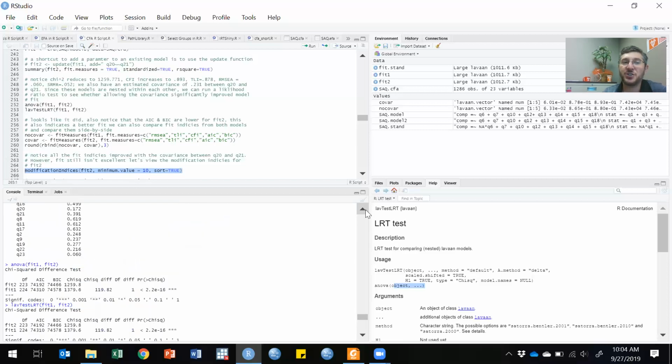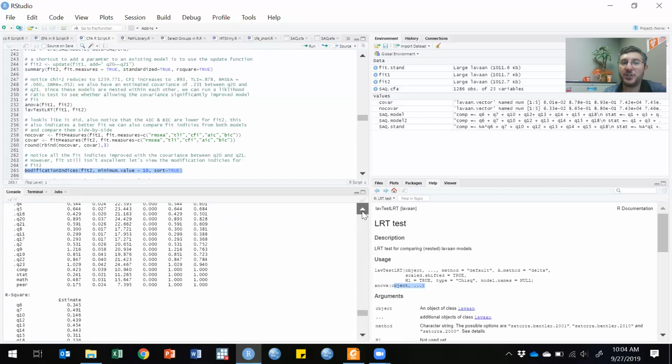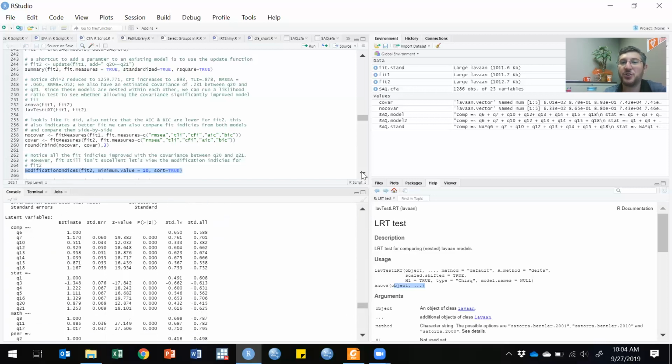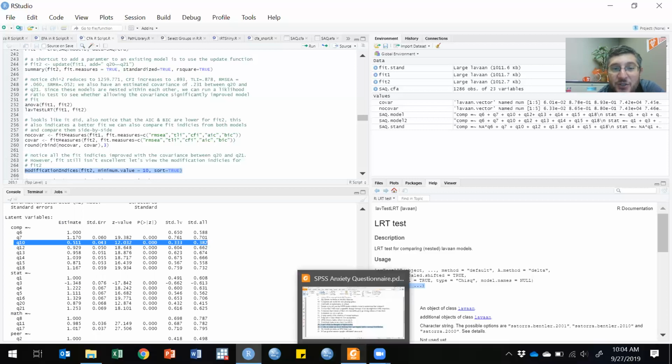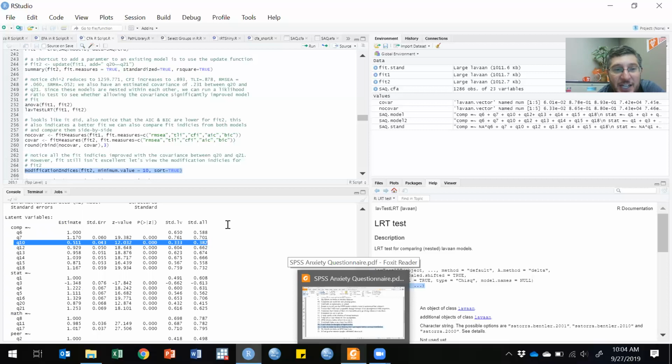We can also just look at our model again. Do we have decent factor loadings? Some of the things we'd want to look for here are the factor loadings for some of these variables. It looks like question 10 here loads weakly on the computer fear items. Maybe we want to go back and look at question 10, computers only useful for playing games. How much does that relate?